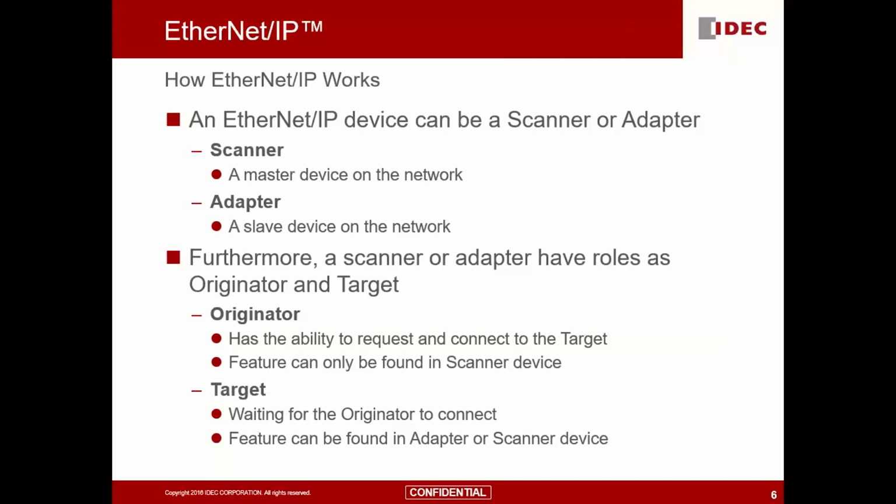But for EtherNet/IP, there's more to it. Furthermore, a scanner or adapter has roles. Their roles can be originator or target. An originator has the ability to request and connect to a target. These features can only be found in a scanner device. If you have a device that's categorized as a scanner, it automatically has the originator function in it.